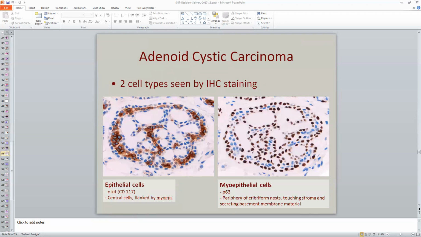We can use assistance with immunohistochemistry to determine the two cell types, in this case the epithelial cells versus the myoepithelial cells. The myoepithelial cells here on the right are staining with our nuclear marker P63.